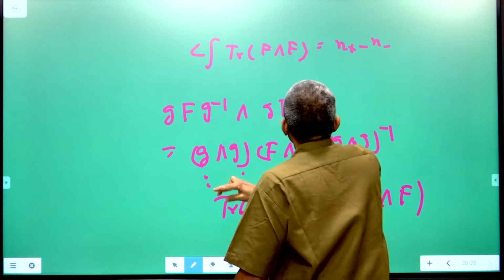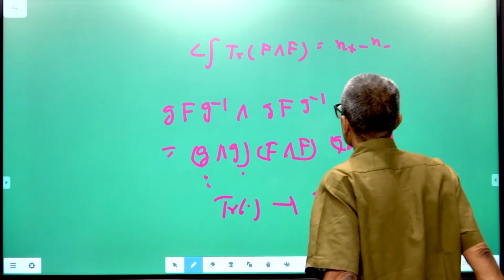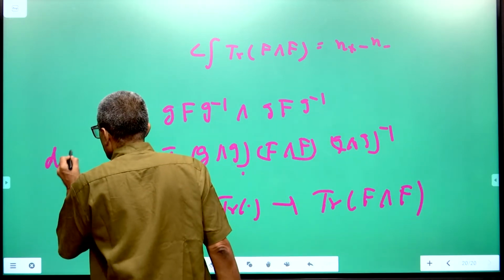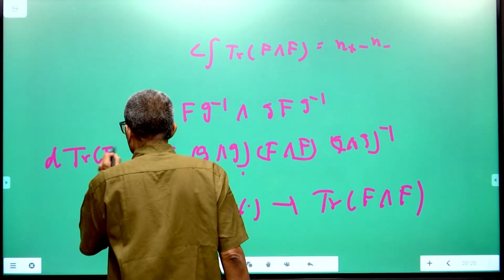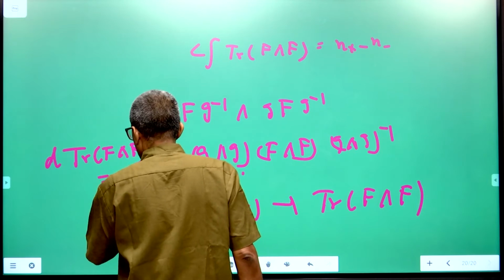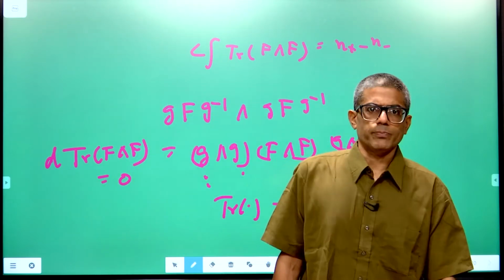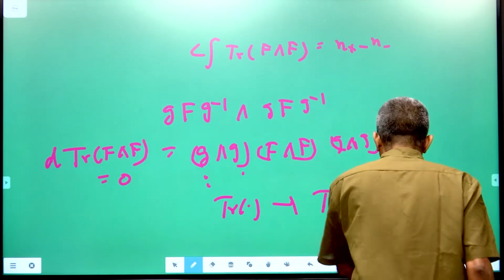That means it is a topological invariant, and it is also a closed form. That means d of trace F wedge F is 0. This is 0. It is a closed form. How do you prove that it is a closed form?